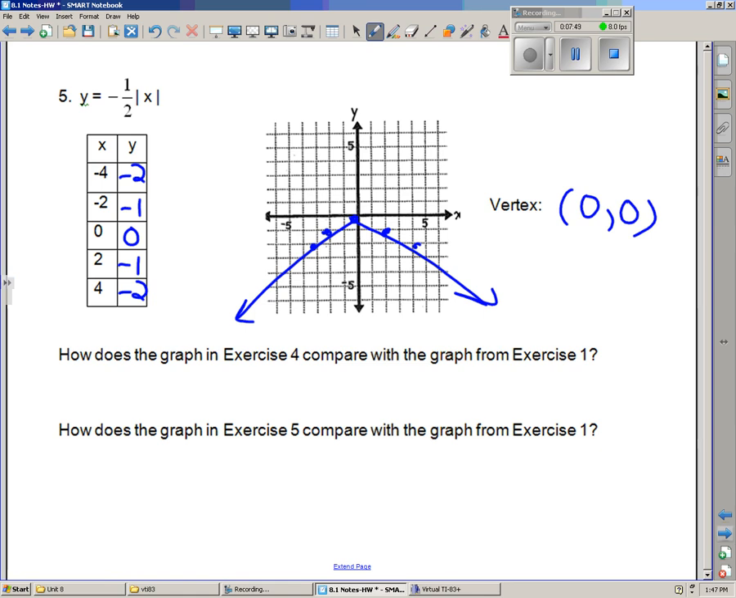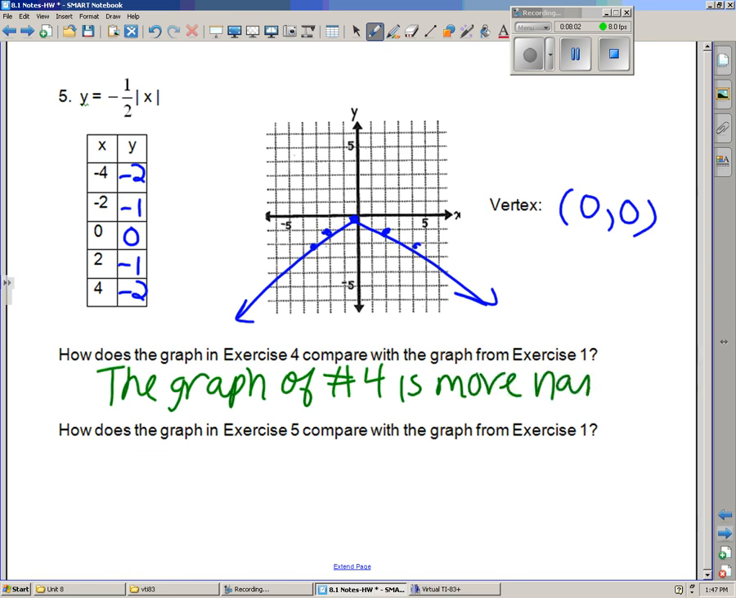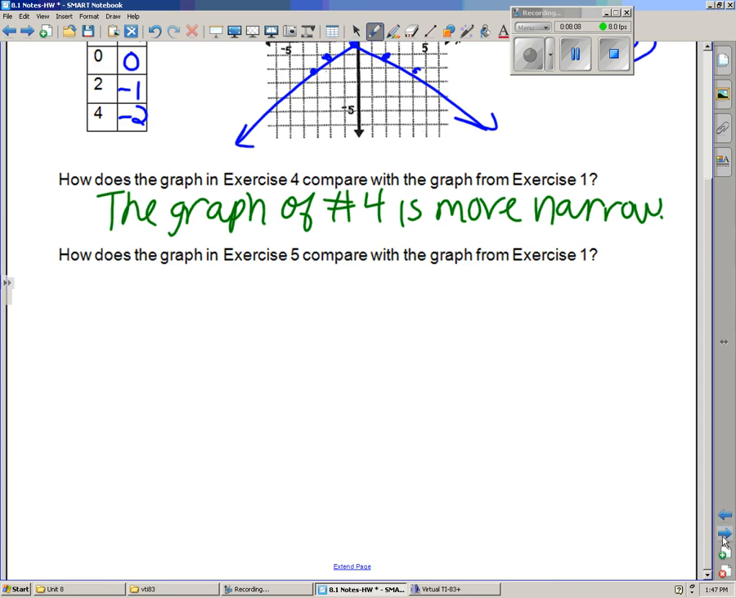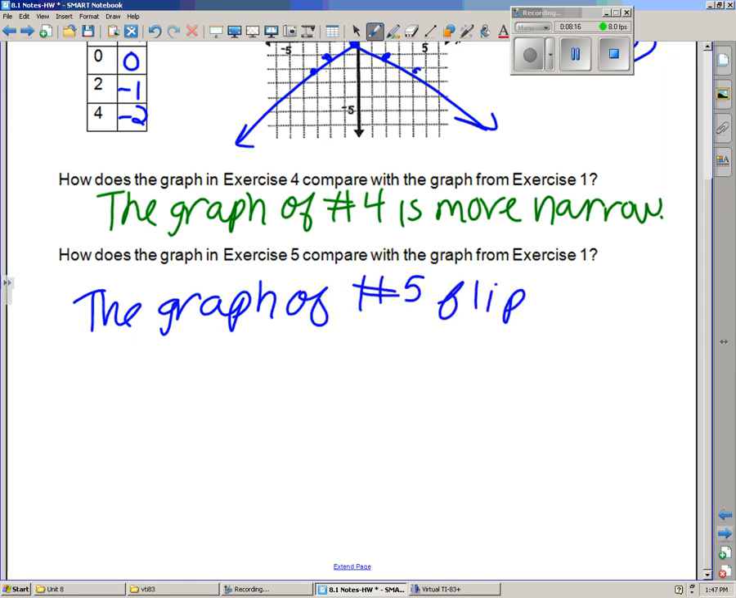So how does graph 4 compare with 1? Well, graph 4 is more narrow. The graph of number 4 is more narrow. And then the graph of number 5 opened down, not necessarily flipped, but that's fine, and is wider.